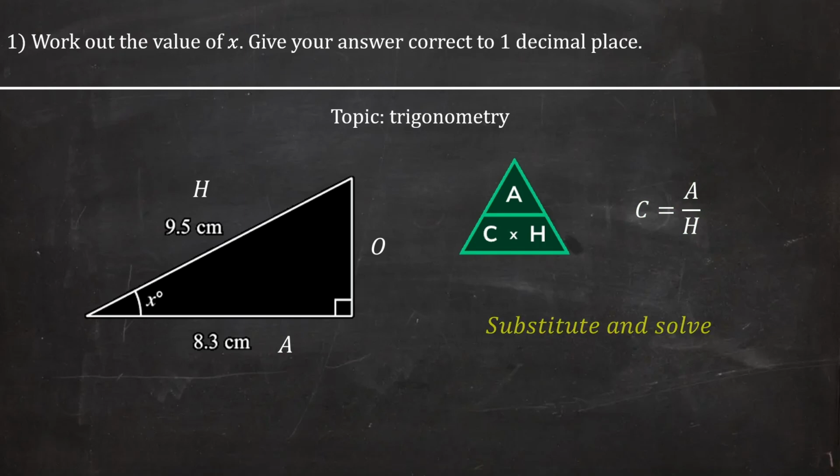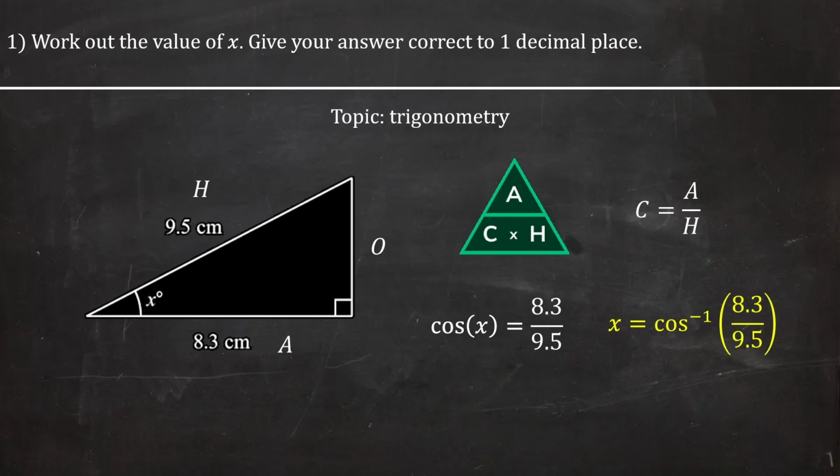Then substitute and solve. I get that cos X is going to be equal to 8.3 over 9.5. So X is going to be the inverse cos, so cos minus 1 of 8.3 over 9.5. You put that in your calculator and you get 29.1 degrees.